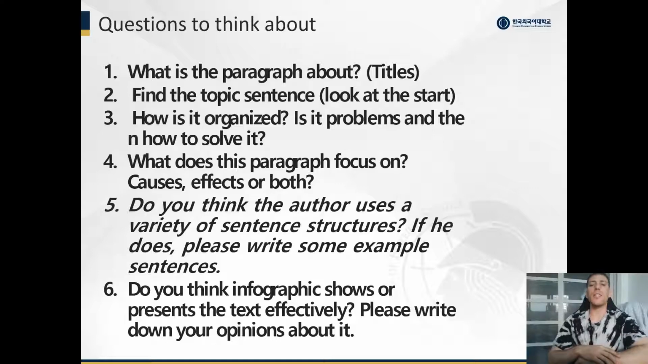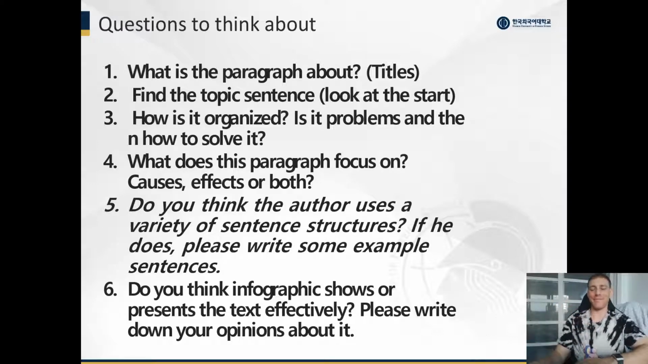The next one, do you think the infographic shows or presents the text effectively? Please write down your opinions. Your opinion. So I don't mind if yours is different to me. Maybe you think it's the best. No problem. Maybe you think it's terrible. No problem, so long as you tell me why. You can write down anything, just don't write down yes, no. There has to be a reason why.